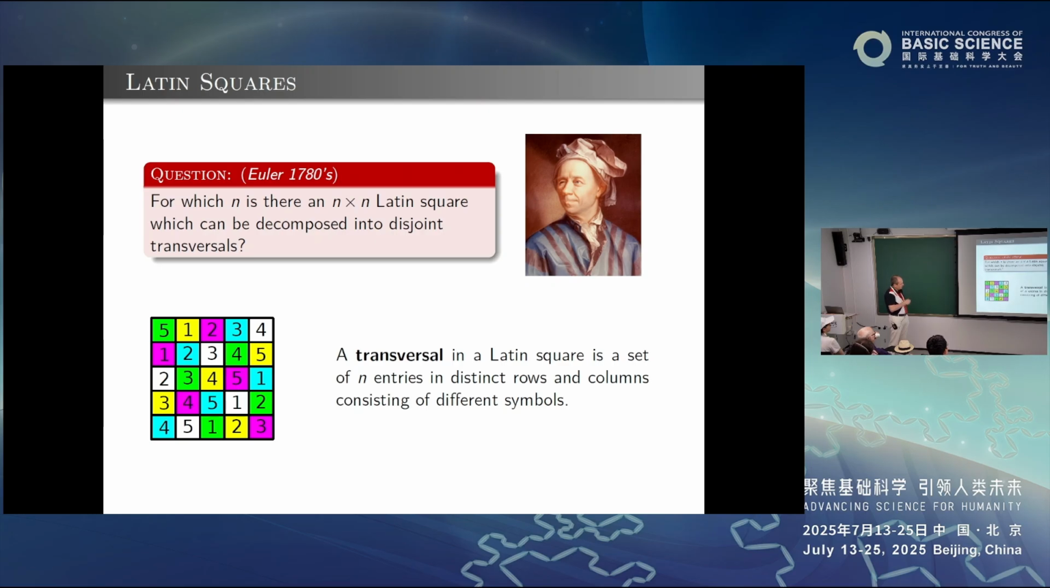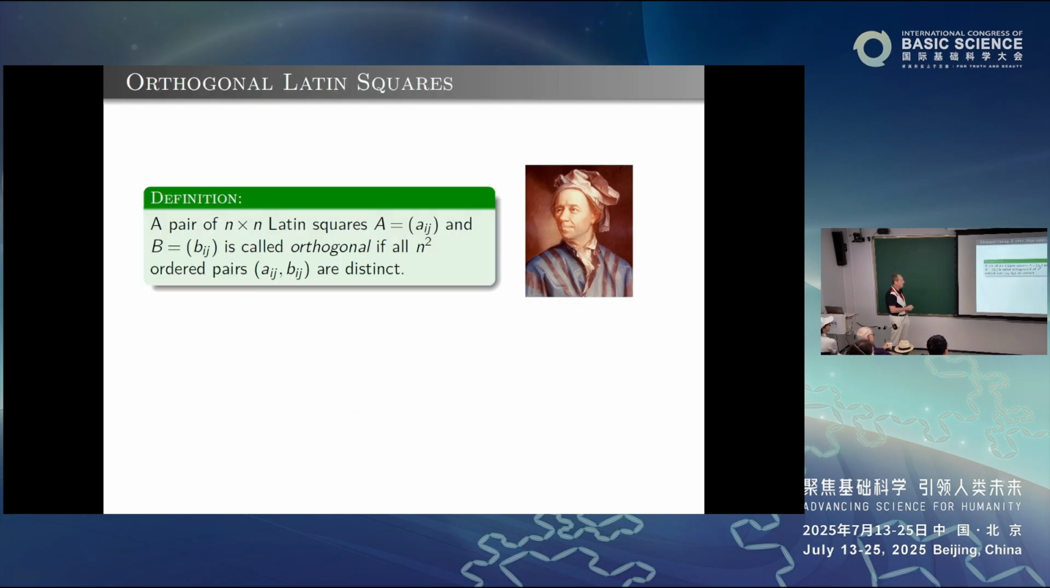So here is a decomposition. For example, this Latin square which I draw for you is actually decomposable into 5 disjoint transversals. You see them in different colors. Another way to say this problem, which is very appealing: what Euler was interested in was so-called pairs of orthogonal Latin squares.